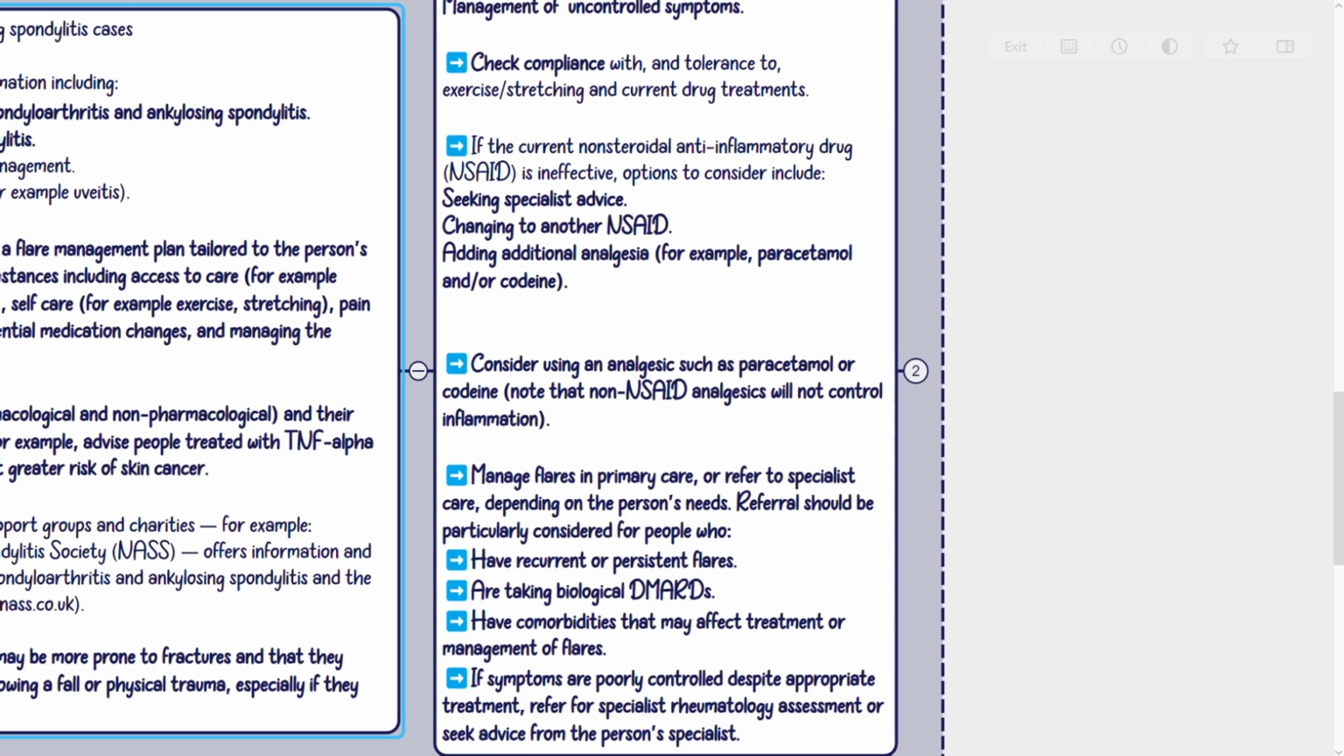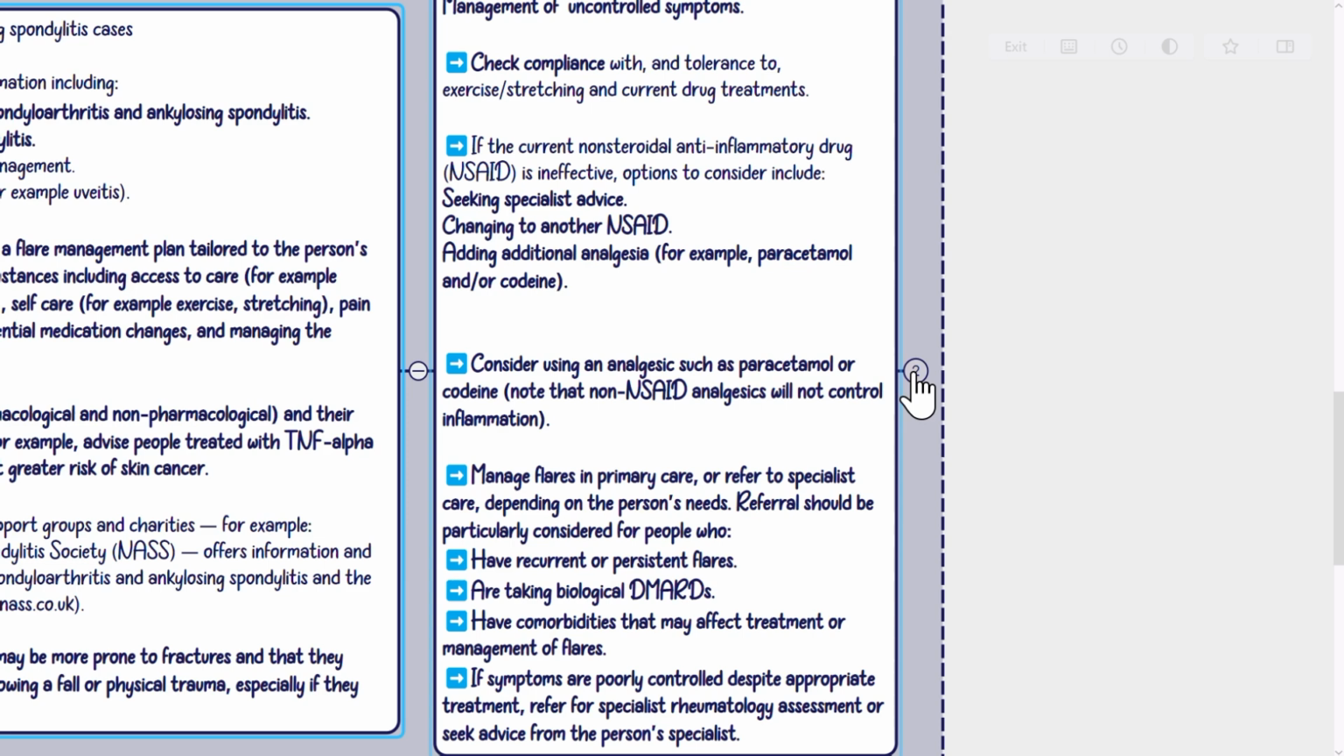Management of uncontrolled symptoms. Check compliance with and tolerance to exercise/stretching and current drug treatments. If the current nonsteroidal anti-inflammatory drug, NSAID, is ineffective, options to consider include seeking specialist advice, changing to another NSAID, adding additional analgesia, for example, paracetamol and/or codeine. Consider using an analgesic such as paracetamol or codeine. Note that non-NSAID analgesics will not control inflammation.